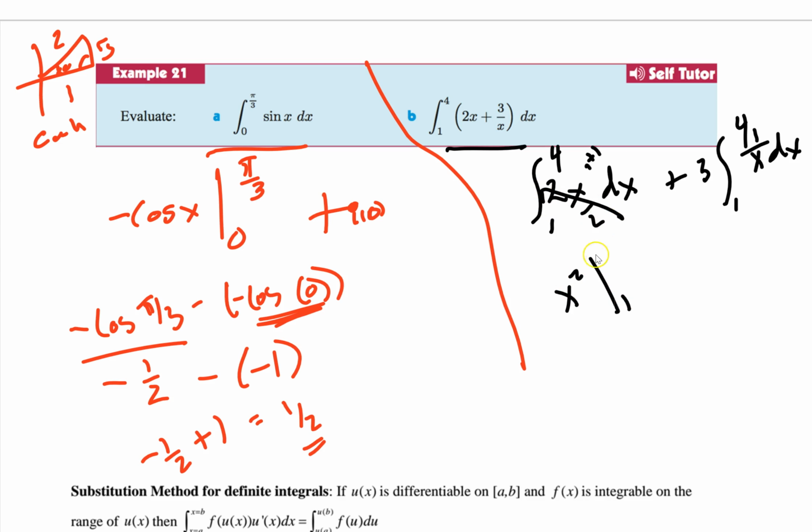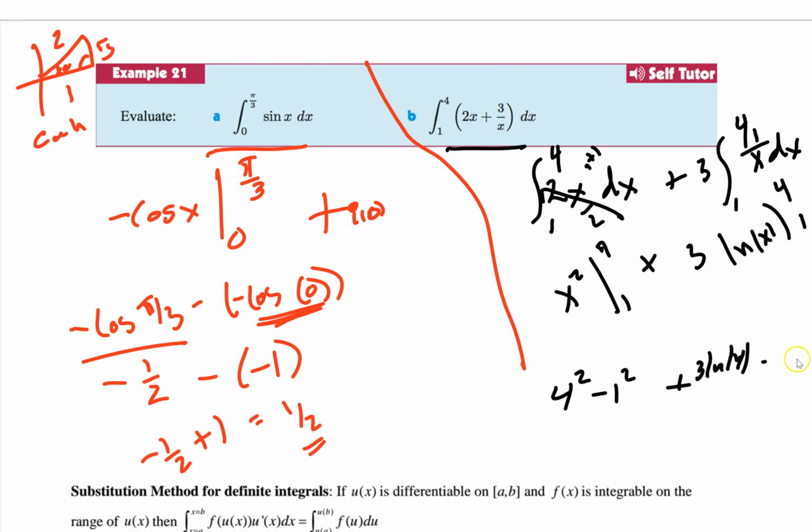We get x squared from 1 to 4 plus 3. We're going to integrate 1 over x, which is natural log. So natural log of x from 1 to 4. This one, top minus bottom, so 4 squared minus 1 squared. Same idea here, top minus bottom, 3 natural log of 4 minus 3 natural log of 1. So this is going to be 16 minus 1 plus 3 natural log of 4. Anybody remember what natural log of 1 is? 0 is the right answer. So all I get is 15 plus 3 natural log of 4.